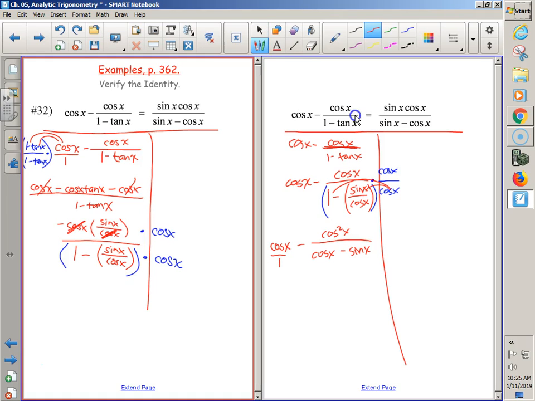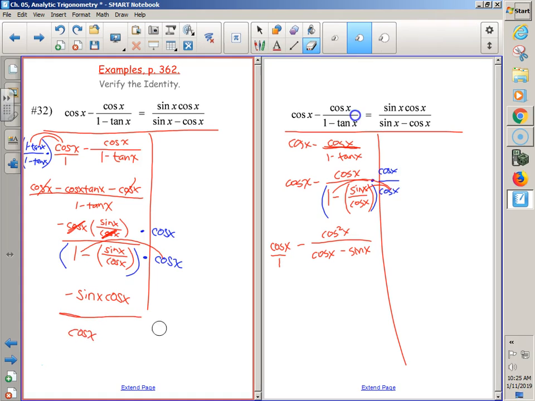This one would have gotten negative sine cosine all over cosine. That's messy, I apologize. Cosine of x. Oh, so close.